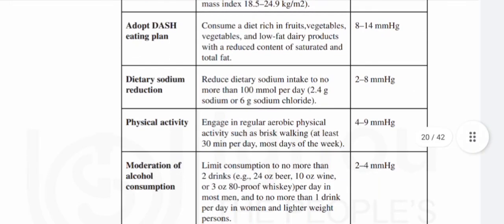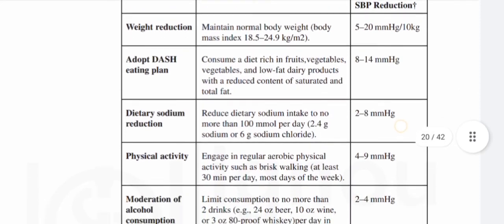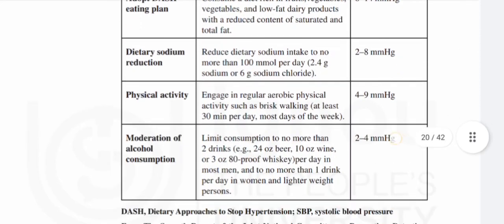Third case: dietary sodium reduction. Recommendation: reduce dietary sodium intake to no more than 100 millimole per day, 2.4 gram sodium or 6 gram sodium chloride, NaCl. Approximate SBP reduction 2 to 8 mmHg.